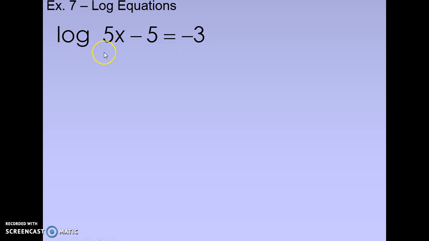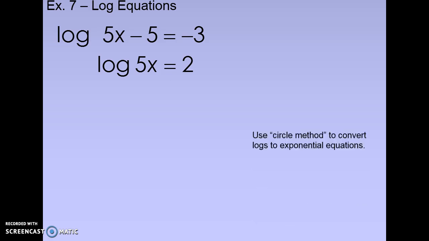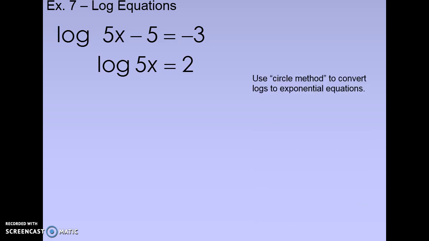So let's isolate our base. We'll add 5 to both sides. Now we have log 5x equals 2. Now we can use the circle method to convert our log to an exponential equation. And when we do that, now we have 5x equals 10 squared.